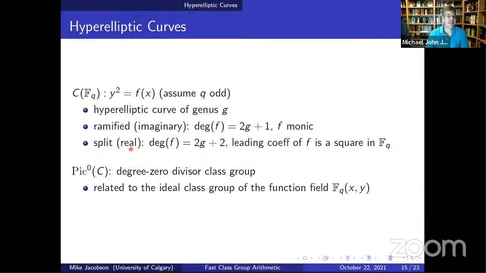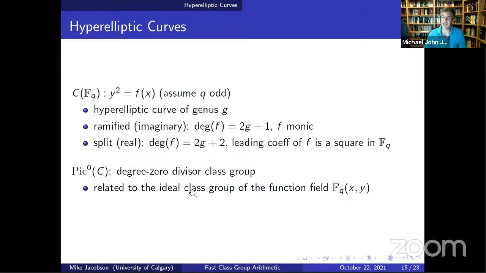Terminology is not accidental either. So ramified or split refers to what happens to the infinite place in the function field here. And they're also sometimes called imaginary or real because the function fields of these curves have really strong analogs to imaginary and, respectively, real quadratic number fields. Okay. So in particular, the degree zero divisor class group is the main invariant of interest.